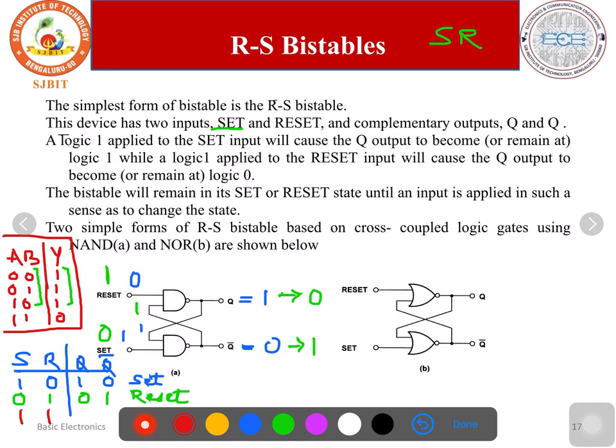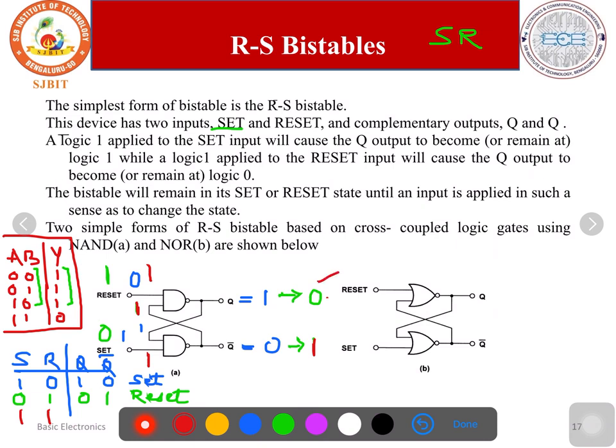Let us try making both the inputs 1, 1. S is equal to 1, R is equal to 1. Now the previous state was 1. So this one comes here. 1 and 1, the complement of that is 0. It retains the 0 state.